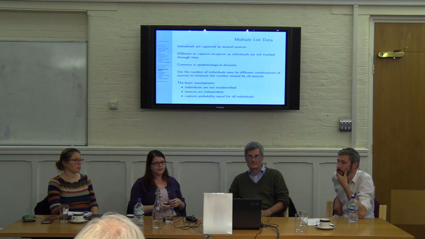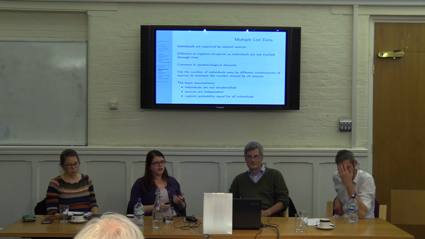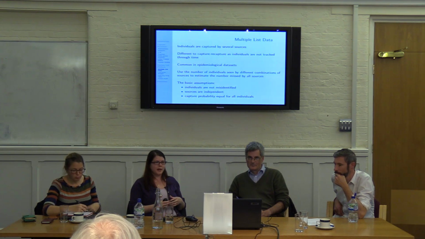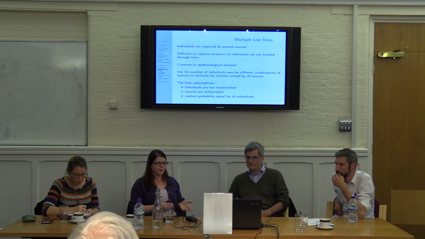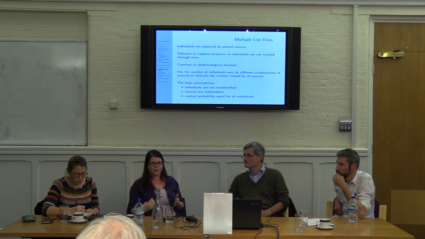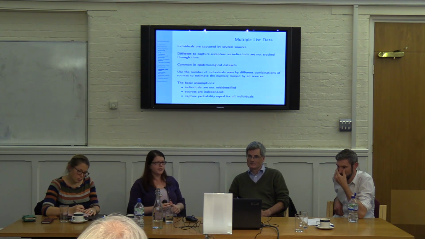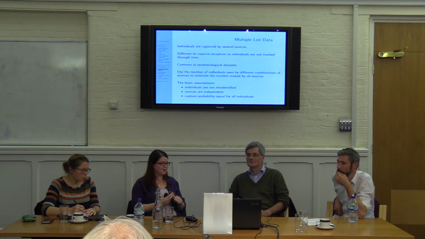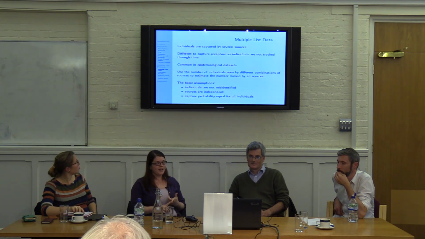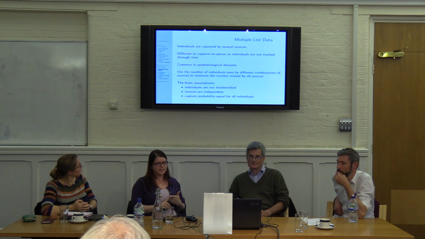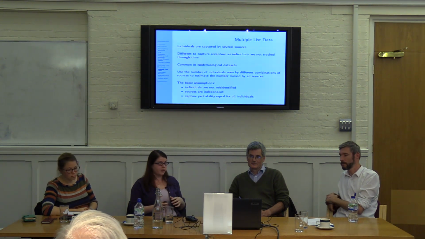So what multiple list or multiple source methods do is they take the number of individuals seen by different combinations of the sources to try and estimate the number that have been missed by all of our sources. Again, some basic assumptions. Individuals are not misidentified, so there are methods for dealing with that one, but I'm not too familiar with them, unfortunately. We initially assume the sources are independent, and again, capture probability is equal for all individuals, so they all behave in the same way.